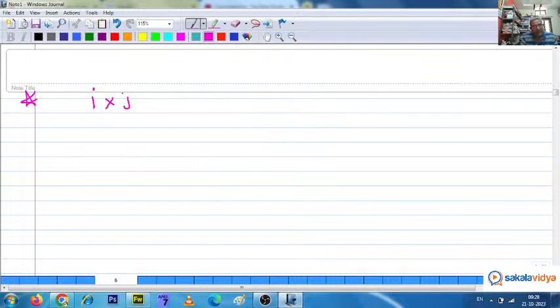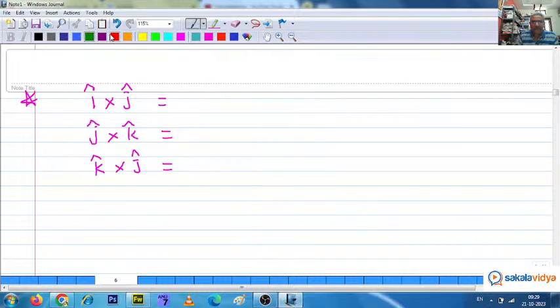So I cross j, cross k and k cross j. Tell me, what is I cross j? I cross j, cross k, k cross j. What do you get? Any idea? Do you have any idea?